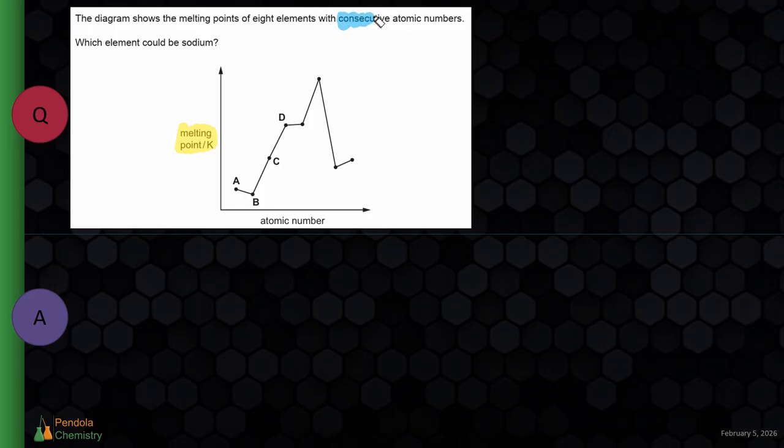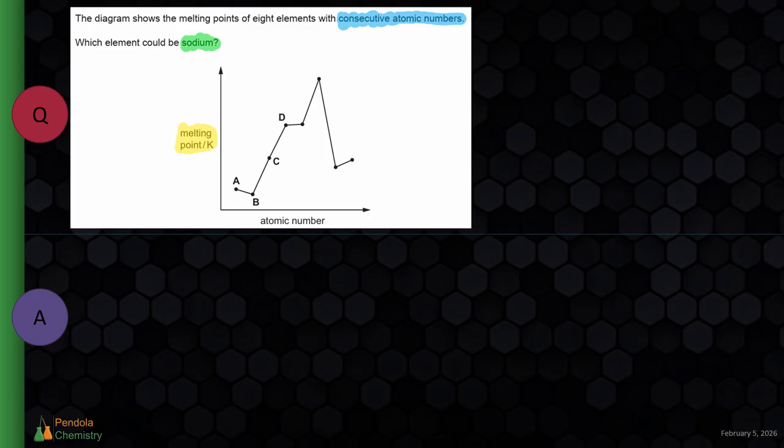And this is very important. With consecutive atomic numbers means that they are next to each other on the periodic table, or they could be the end of one group, the beginning of the next. So as we look at this, the question becomes, which of these elements could be sodium?